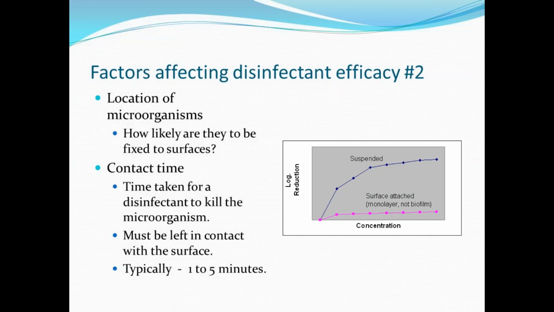Microorganisms fix to surfaces, and the bigger they are bound into a community, the harder they are to kill. Whereas microorganisms loosely attached to surfaces, or just kind of attracted to surfaces but not firmly fixed, are easier to kill. Then there is the concentration of the disinfectant.